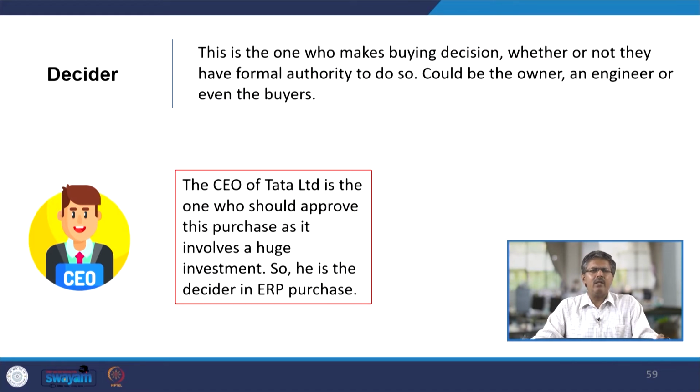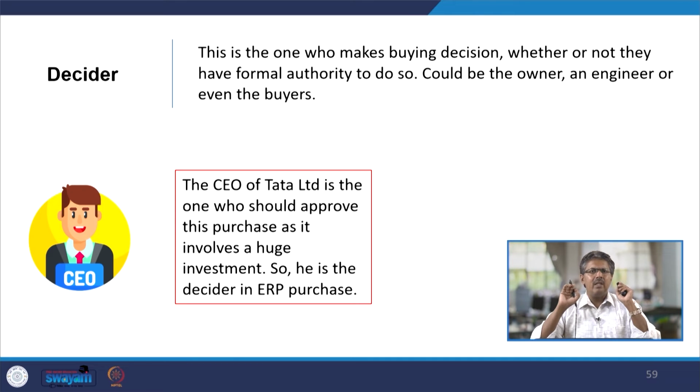Okay, good. So, who is the third person in the line? The third one is the decider. So, who is the decider? The decider is the one, as you can understand from the name itself, who will make the final call, right. So, he is the person who makes the buying decision, whether he is the signatory, the one who signs basically.